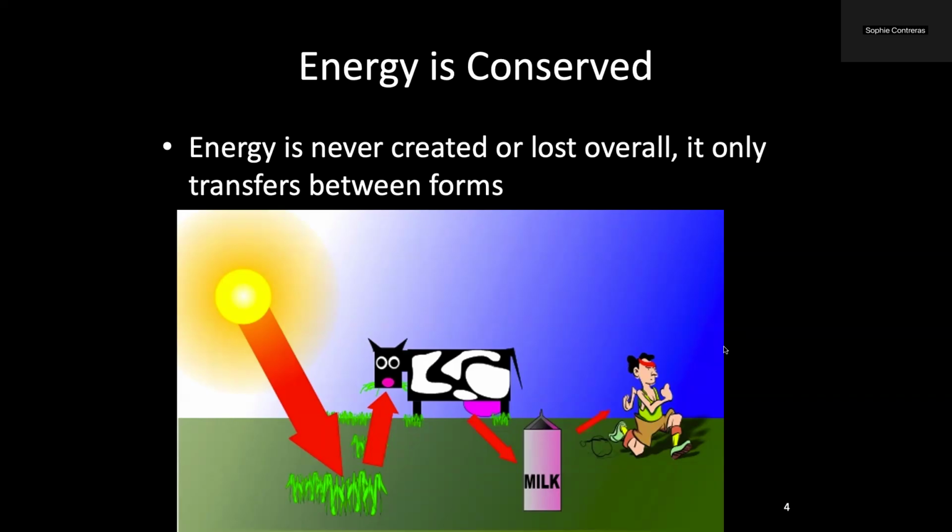So we have a great example here of a person who somehow drank milk and went running. And the energy that they got from drinking the milk came from the cow. And the cow got the energy from the grass, and the grass got the energy from the sun. Right? Yeah. So you're solar powered too. Never thought about it that way, huh?